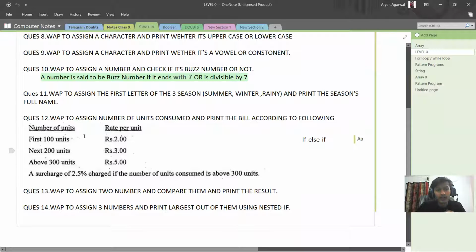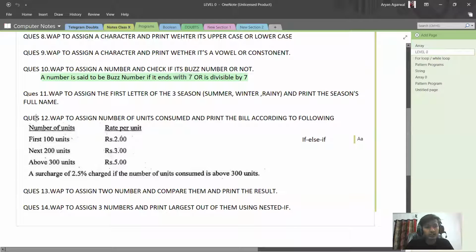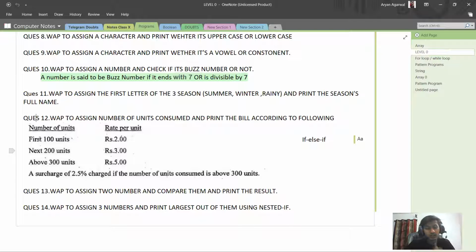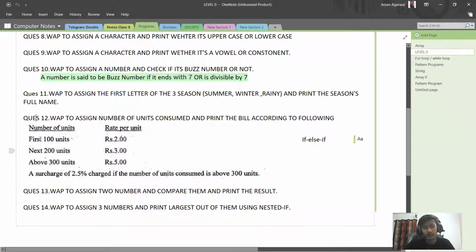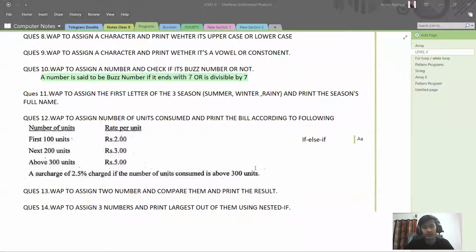Question number 12. Write a program to assign number of units consumed and print the bill according to the following conditions. The first 100 units, rate per unit is 2. The next 200 units, rate per unit is 3. Above 300 units, rate per unit is 5. A surcharge of 2.5% is charged if the number of units consumed is above 300 units, right?